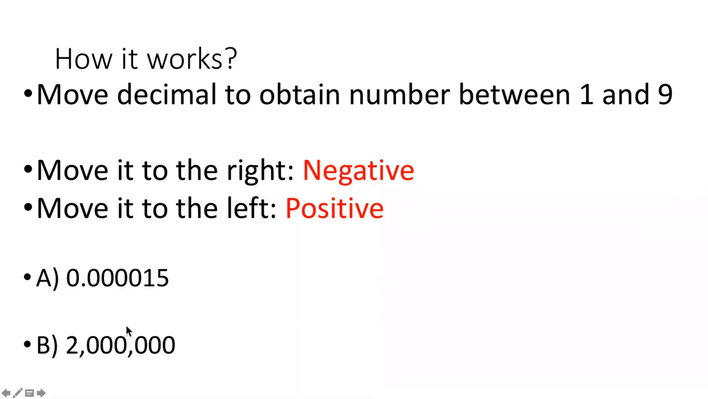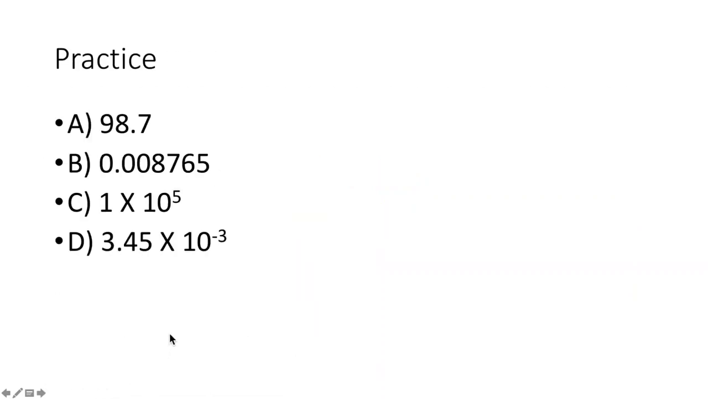For 2 million, again, I need to get a number between 1 and 9. I'm going to move the decimal point to the 2. It's going to move 6 places to the left, so it's going to be 2 times 10 to the power of 6, which you can see right here. I put in red the exponents and what they're supposed to be. So here's some practice. Go ahead and pause the video at this point. Go and try these 4 problems, and then I'll have the answers on the next slide.